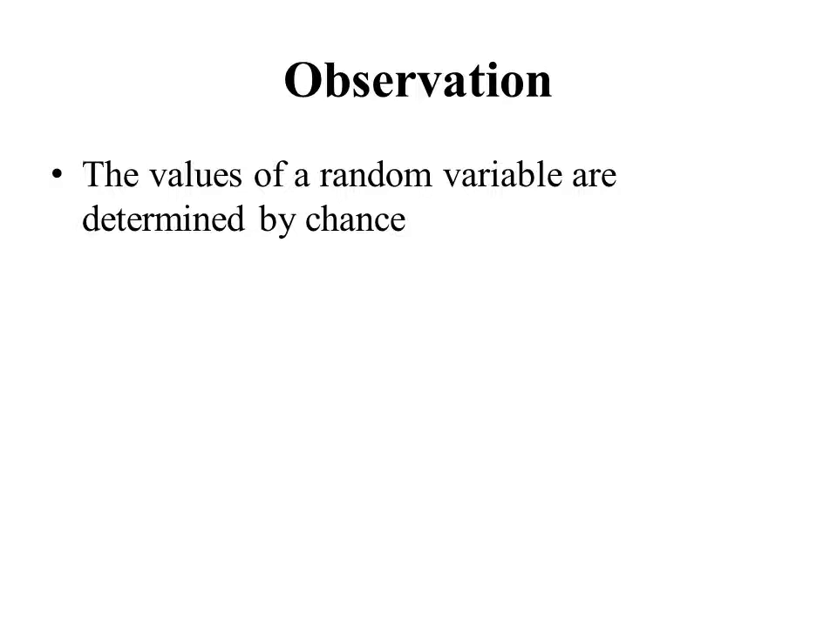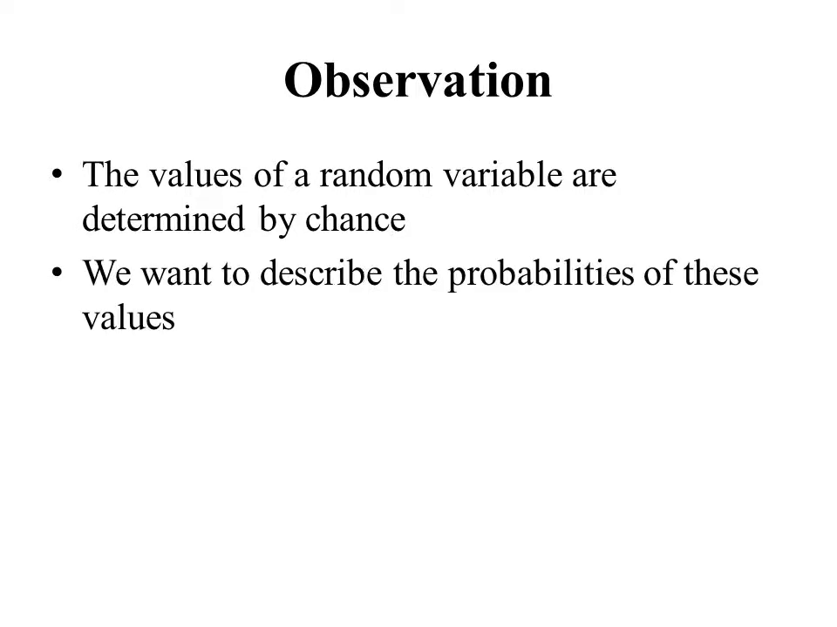Now let's make an observation about these random variables. The values of a random variable are determined by chance. Think about the fish example. We randomly select a fish from the lake, and therefore its length is random. We randomly select a voter. Whether that person supports the candidate or not is random. Everything is random.